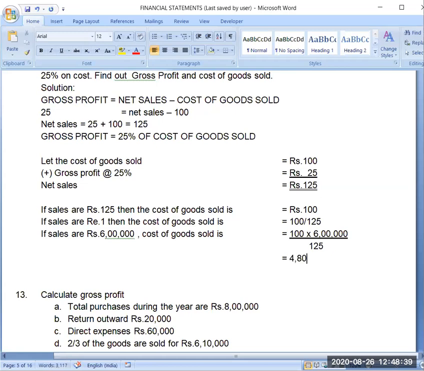We can assume it X also. We will always assume 100. It will make our calculation simple. And if you are comfortable with X variable, then you can assume it X also.